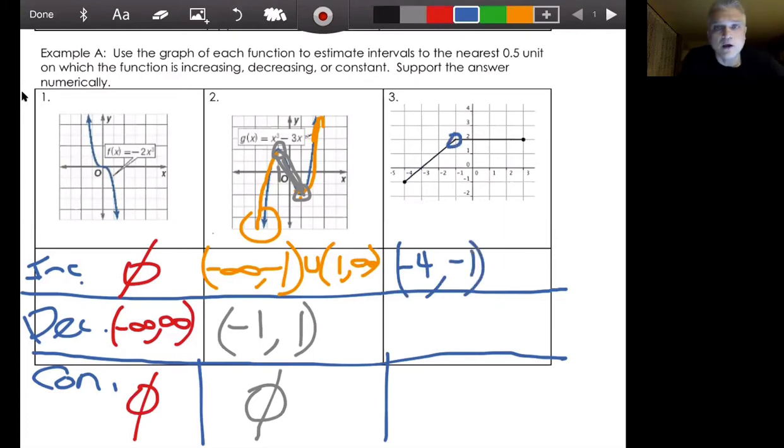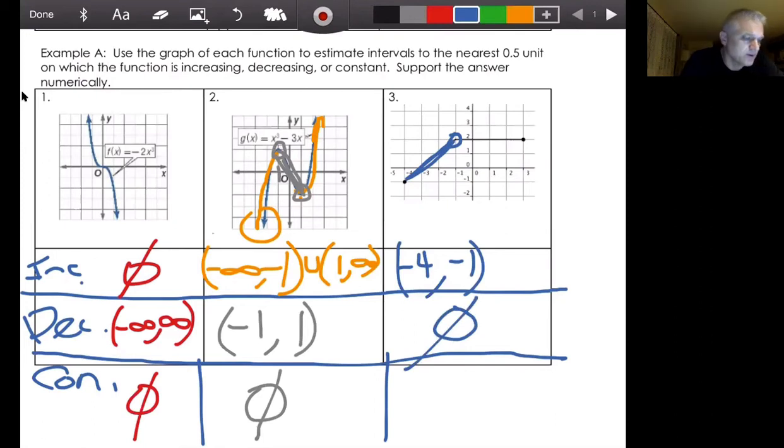Again, we are only looking at the x coordinates for the domain, or for the intervals of the domain. This part right here is increasing. The rest of it has no increasing. Okay, I think you can all probably see that this part is not decreasing. So there is no section of your function where we are decreasing.